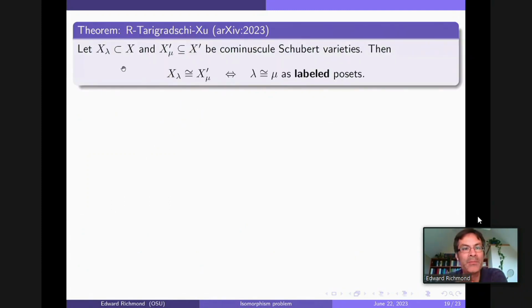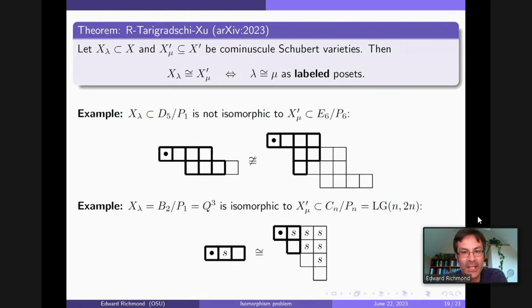And here's our theorem. Our theorem says that if I have two co-minuscule Schubert varieties, then the Schubert varieties are going to be algebraically isomorphic if and only if the corresponding inversion sets as labeled posets are the same, which is really nice. So here are some fun examples.